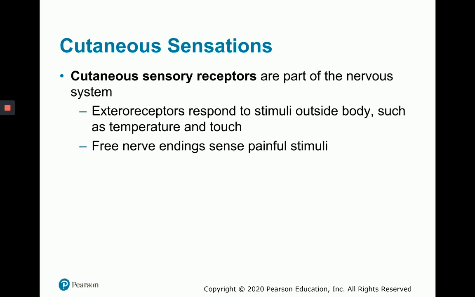Cutaneous sensation, I talked about Meissner's corpuscles, just any type of exterior receptor that's responding to stimuli outside the body. Usually it's temperature or touch. Thermoreceptors are the temperature receptors, but there's various different types of touch receptors like the Pacinian corpuscle, Meissner corpuscle, tactile disc. There's even free nerve endings that sense painful stimuli, and they can be found mainly in the dermis.